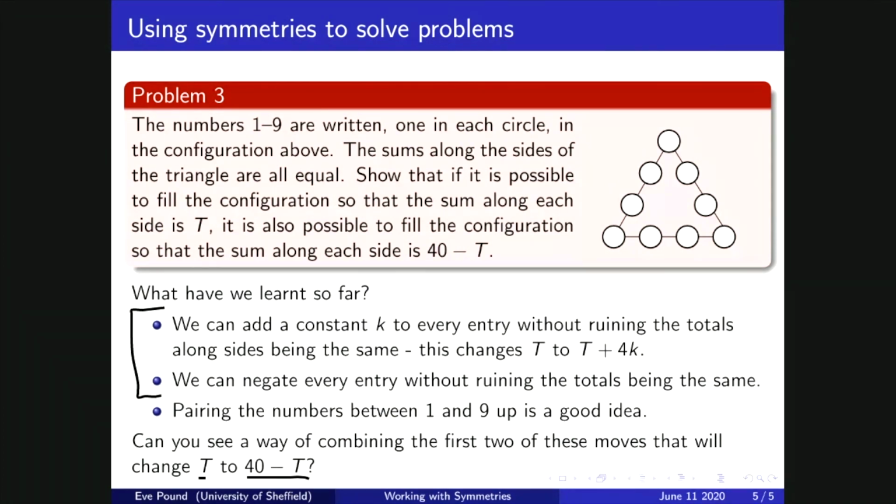And the logic we're using here is we know that if we chain together things that preserve some properties nicely, we'll still preserve those properties nicely. And we know that this symmetry preserves the totals being the same, and this symmetry also preserves the totals being the same. So if we chain them together, we're not going to ruin the totals.